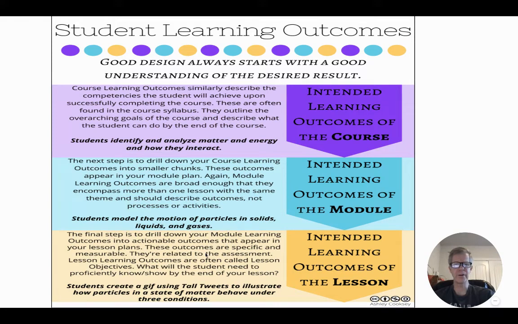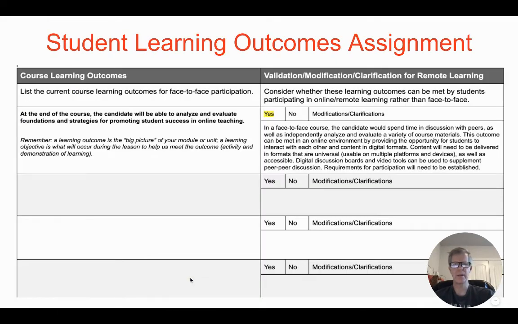The final step here is to make sure that our intended learning outcomes of each lesson are aligned. This is the actionable pieces. This is going to be where our assessments need to be tied in with the lesson objectives in here. And it's nice in this document how there's some good examples included of what this might look like. This week you do have an assignment. It's your student learning outcomes assignment.